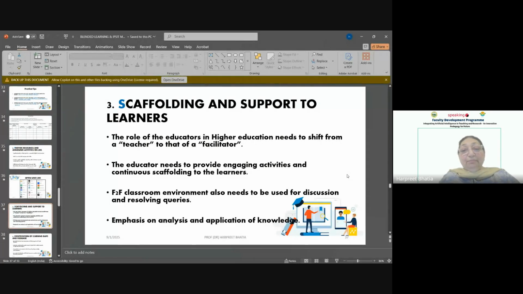Then in scaffolding, you're going to be talking about what your role is, and the shift in the role from a teacher to a facilitator, and how the face-to-face classroom environment is going to be. It needs to be an absolutely open environment where the students can ask any question that comes to their mind.